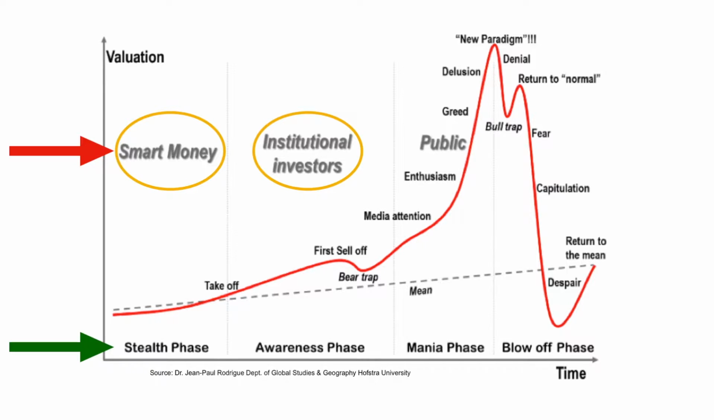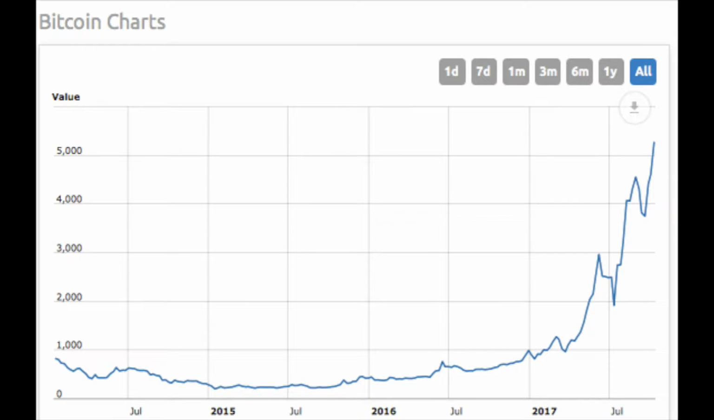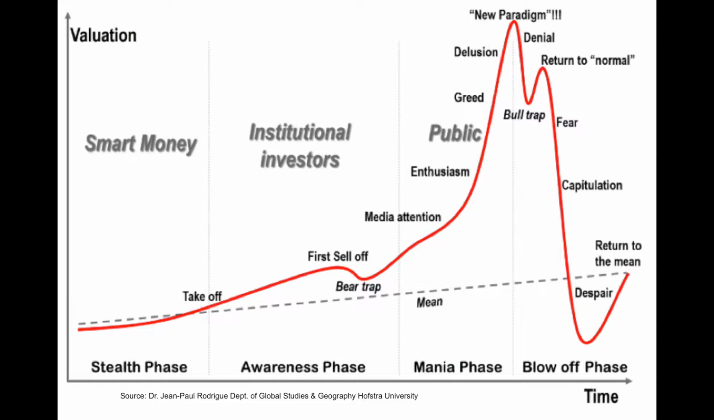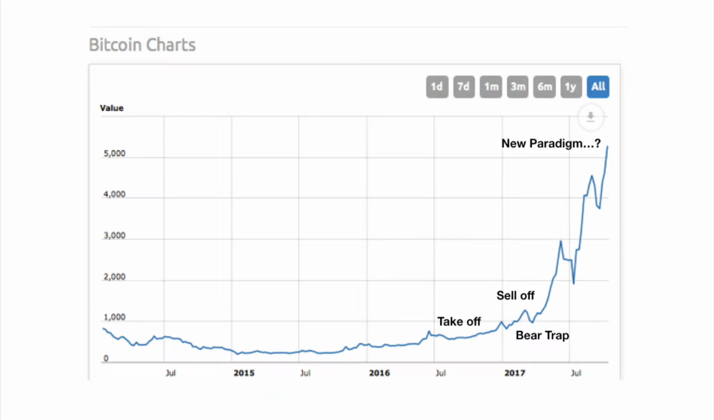Now let's compare this classic bubble chart to a Bitcoin chart. Looking at this Bitcoin chart that goes back to July 2014, you can see a lot of similarities between the current Bitcoin chart and the classic bubble chart. On the Bitcoin chart, we can see where the takeoff occurred. We can also see where the sell-off and bear trap occurred. Bitcoin, however, keeps reaching that new paradigm territory.